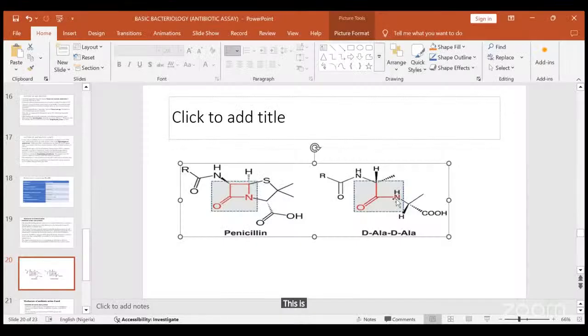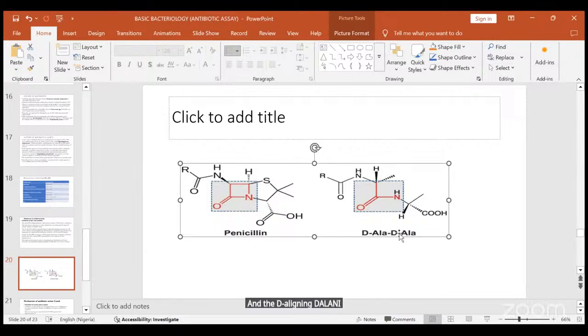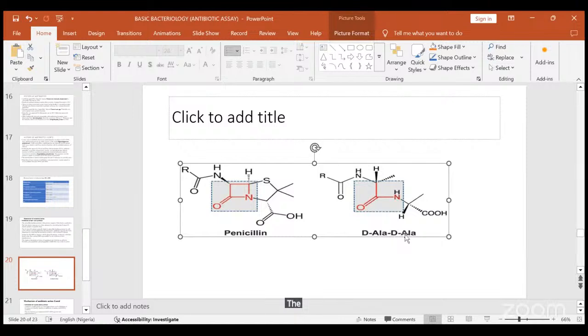I'm telling you that there is a structural similarity between penicillin and D-alanine. Penicillin is an example of a beta-lactam. And D-alanine is a substrate, a food for bacteria for cell wall synthesis and strengthening. So they know that bacteria like this one, D-alanine, for its cell wall development.